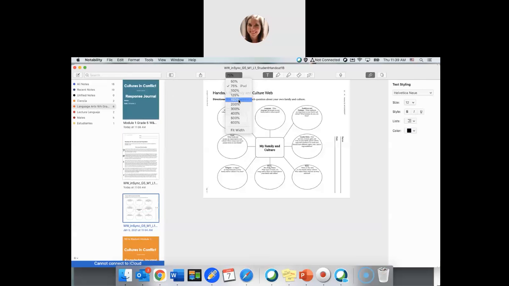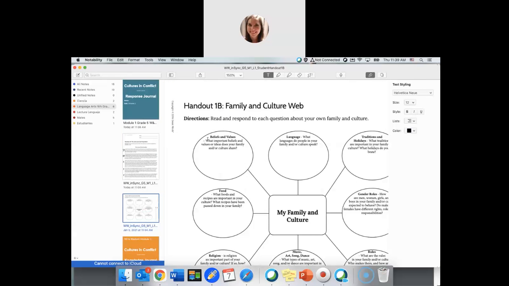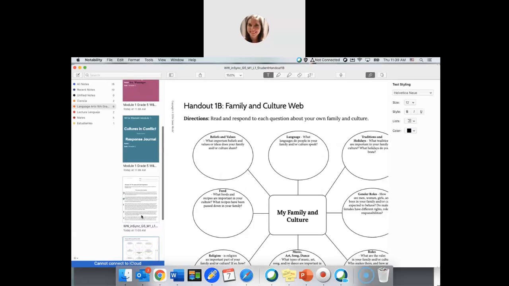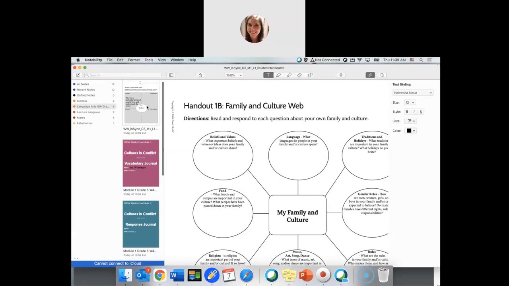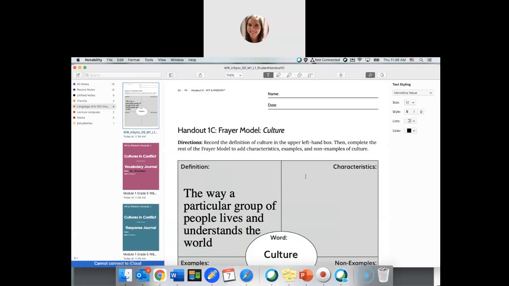Culture is the way a particular group of people live and understands the world. Nope, that's too big. Beautiful. So, characteristics.